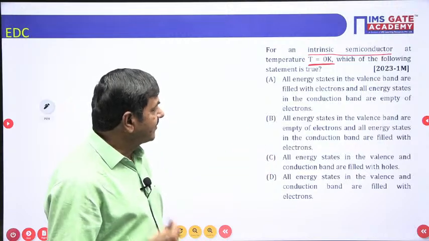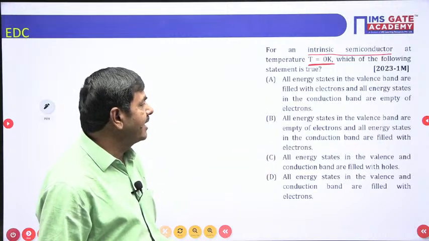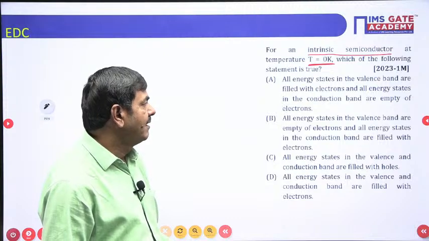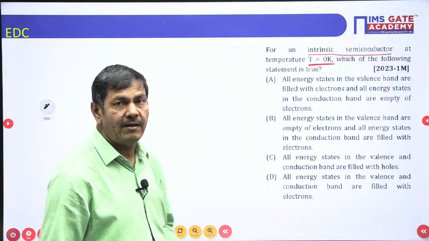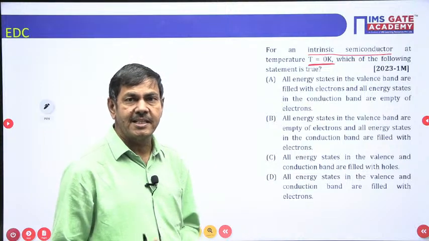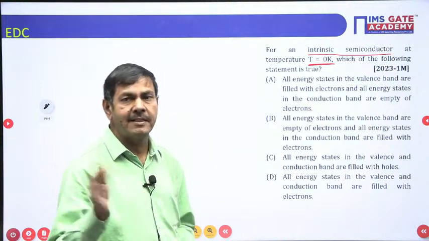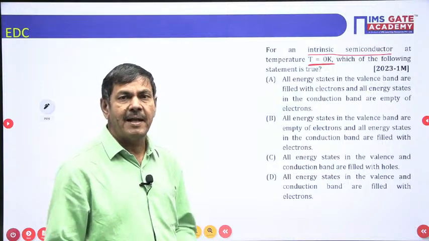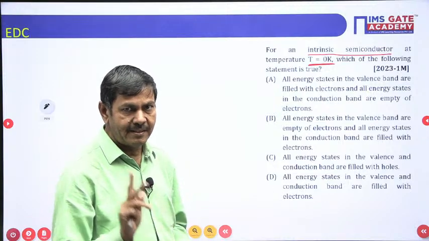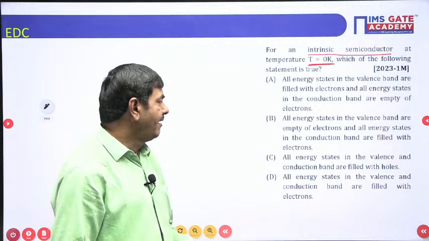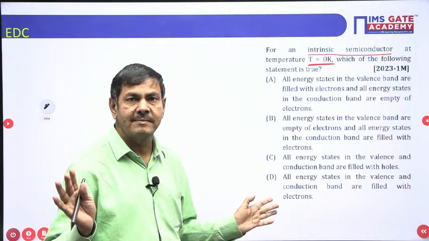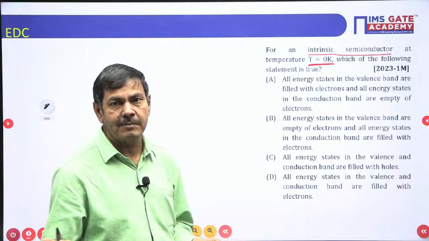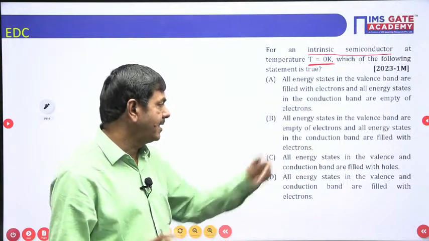Second option: all energy states in the valence band are empty of electrons and all energy states in the conduction band are filled with electrons. The second option says the conduction band is fully filled with electrons and the valence band is empty. Third option: all energy states in the valence and conduction bands are filled with holes. Valence band and conduction band are filled with holes only, he says.